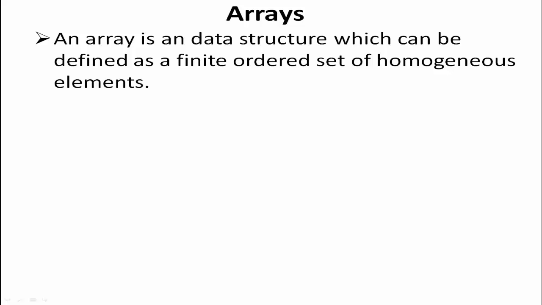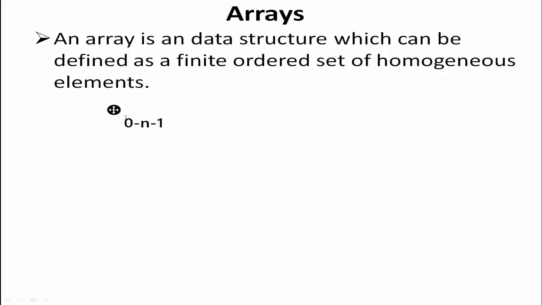An array is a data structure which can be defined as a finite ordered set of homogeneous elements. Let us see what an array is. An array is going to start with the 0 to n minus 1 elements.